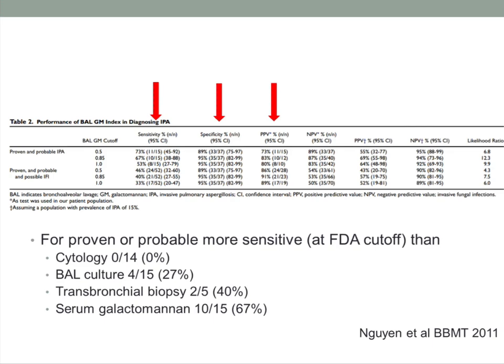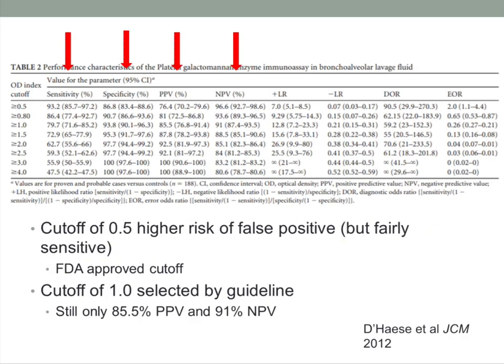Yeah, Dr. Spock. If you go back to the table, you said as we increase the BAL galactomannan cutoff, the specificity increases and sensitivity decreases. I'm guessing we can assume the same for serum. Have there been studies done around that?